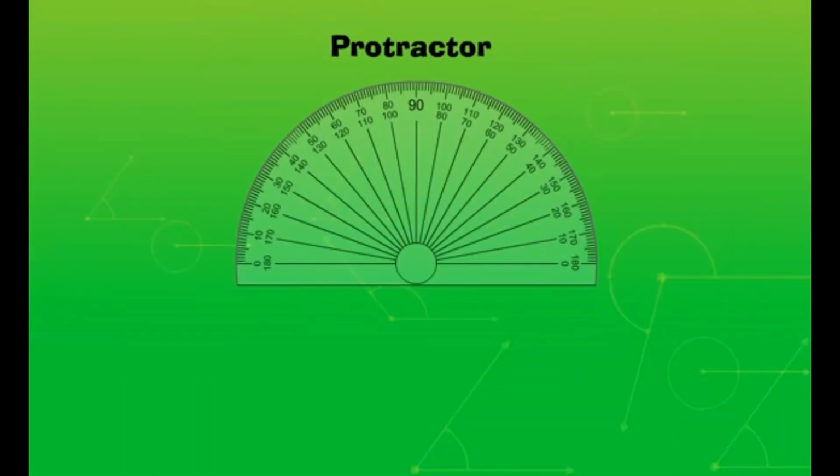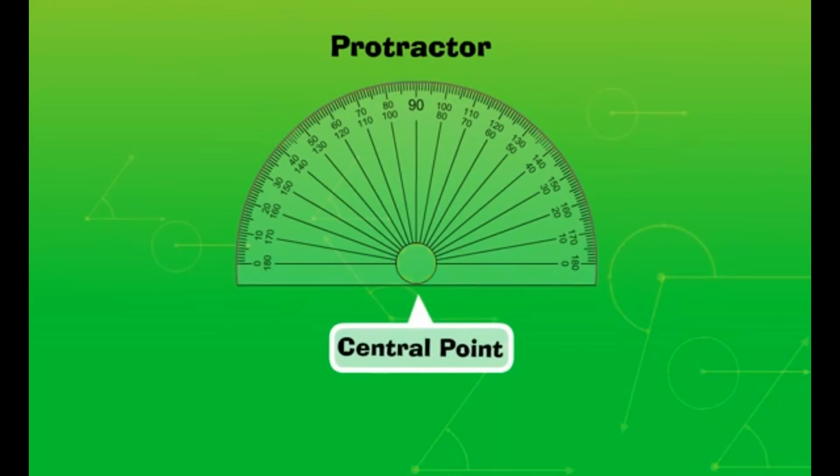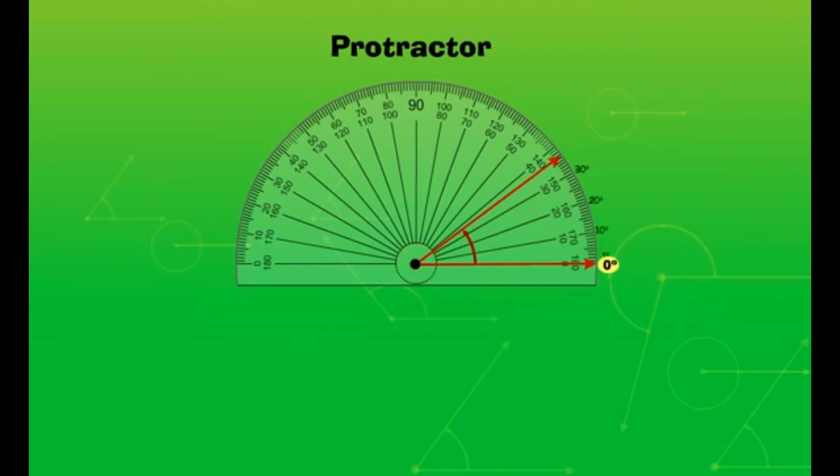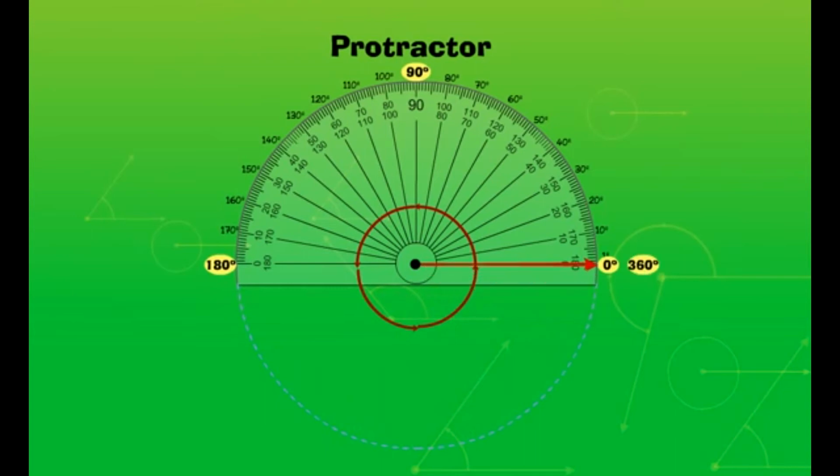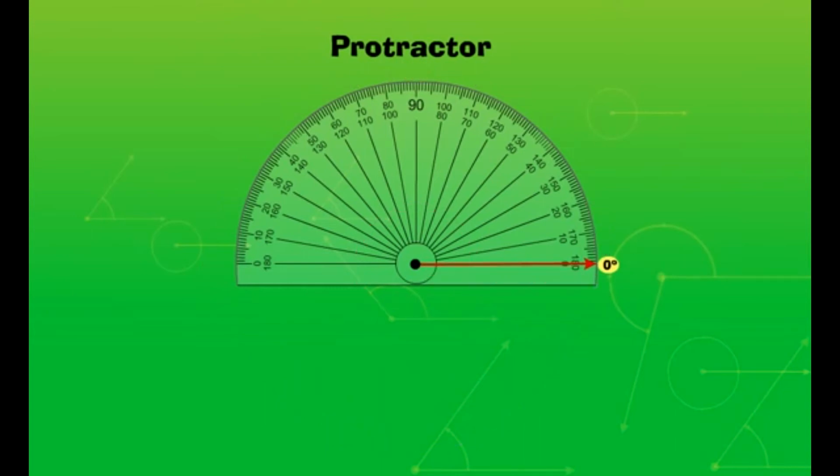To measure an angle, we use an instrument called a protractor. It is in the shape of a semicircle. The midpoint of its horizontal edge is called its central point. The angle at the center is divided into 180 equal small divisions. A complete turnaround point is divided into 360 equal parts. Each of these parts is called a degree, denoted by 1 degree.